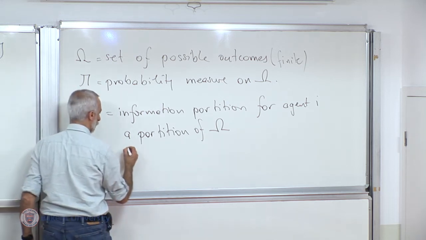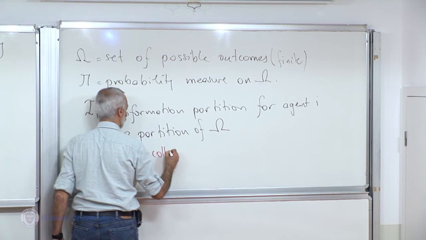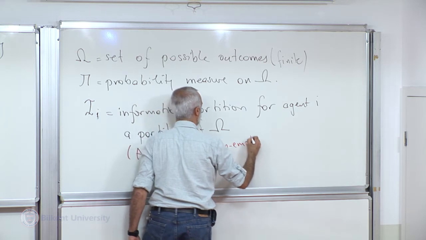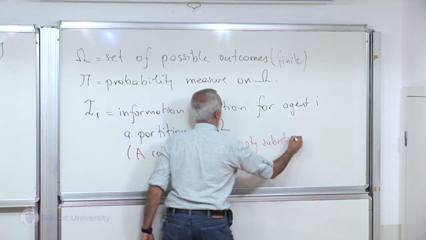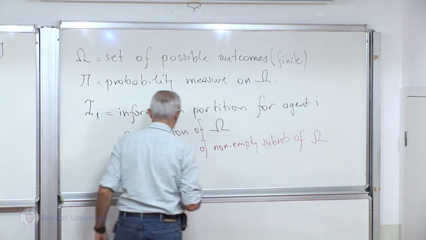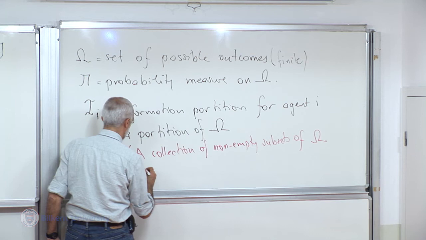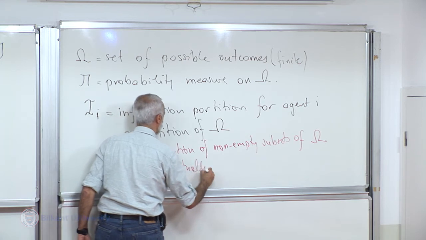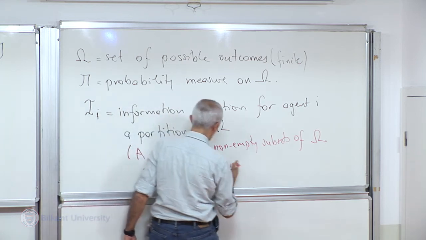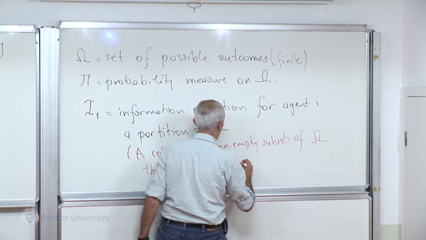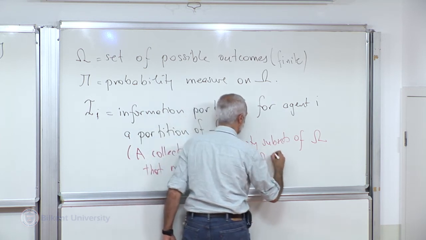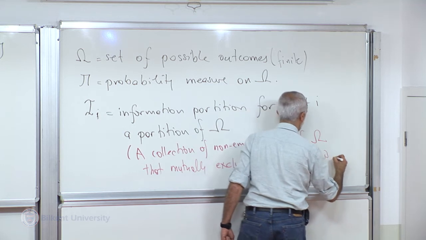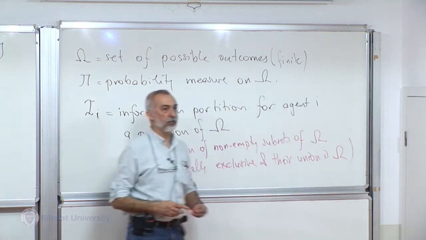So a partition is a collection of non-empty subsets of omega that are mutually exclusive, and the union is equal to omega. That's what we mean by a partition.